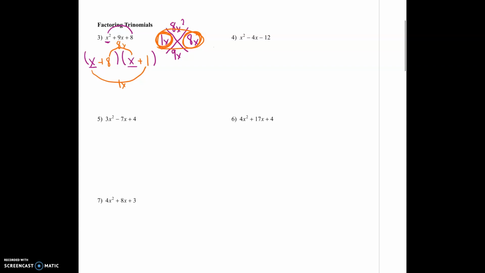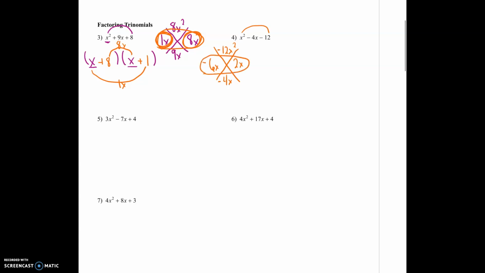So I'm going to make my x. And I need factors of negative 12x squared that get me to negative 4x. And so that will be 6x and 2x, with the 6 being negative.